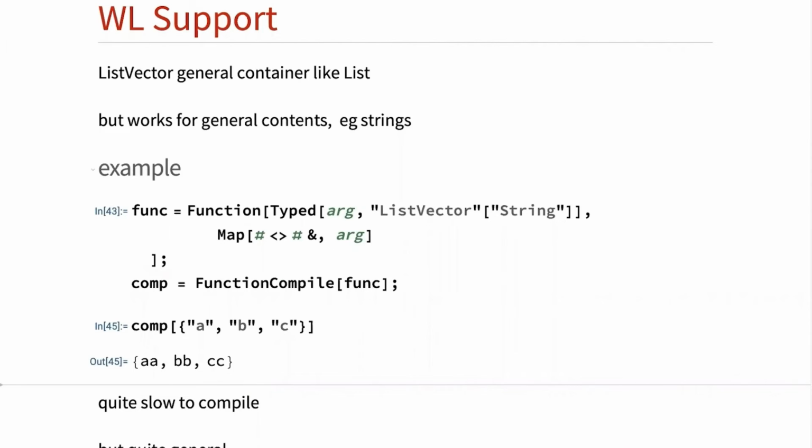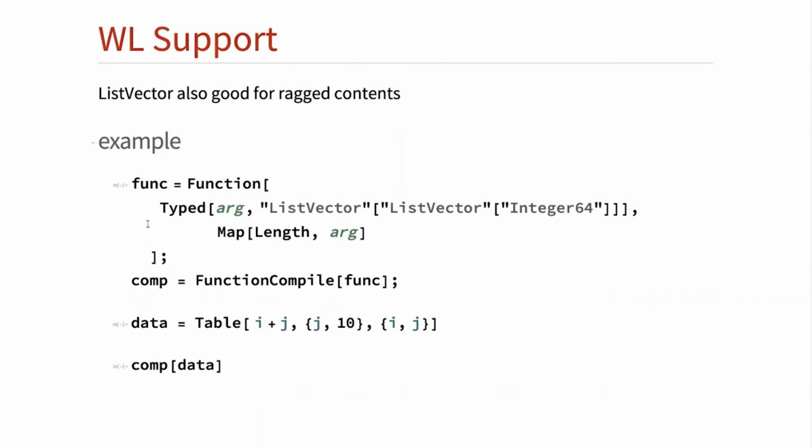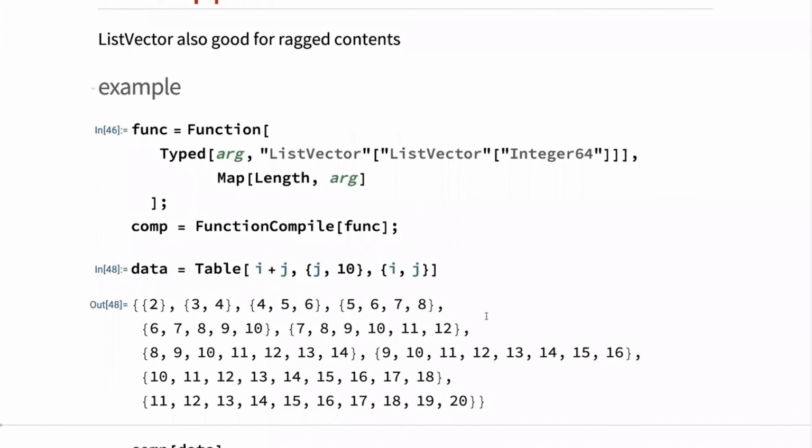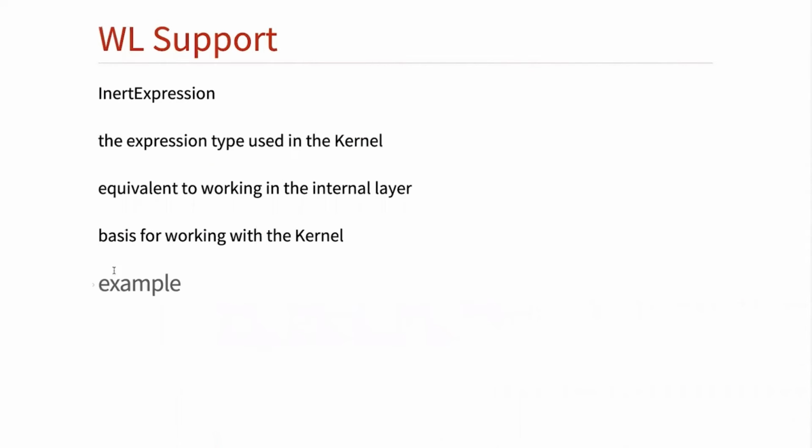So that's list vector. This is more general, so it can contain things that can't go in packed arrays. Here I've got some ragged data. You could not make a packed array of this, but that's not a problem for a list vector. So it's a bit more general.